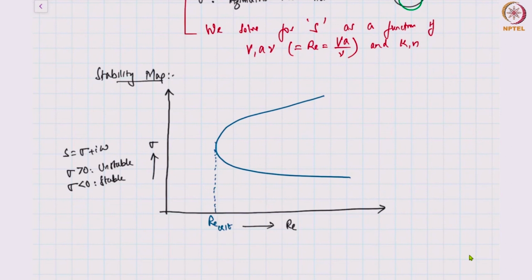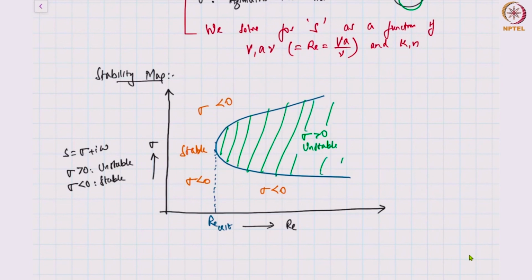So in other words, this is a region where sigma is less than 0. So the flow is stable. But you can also have a region where sigma is greater than 0. This is unstable. And that is in line with our intuition, which says that if you're below a certain Reynolds number, the flow is stable, but you have to push the flow beyond some criticality for the flow to become unstable.